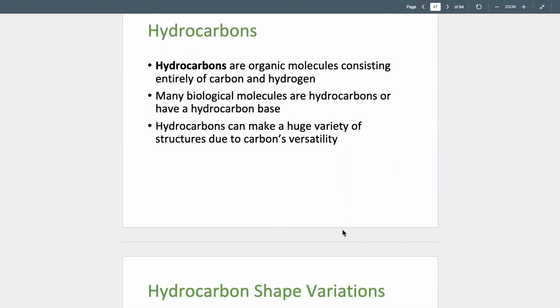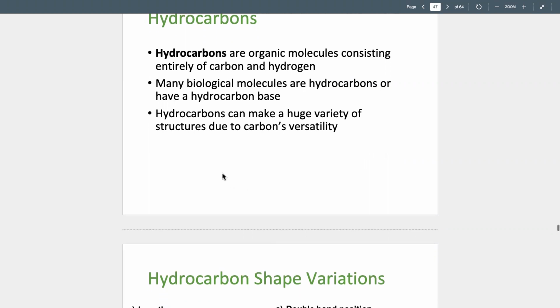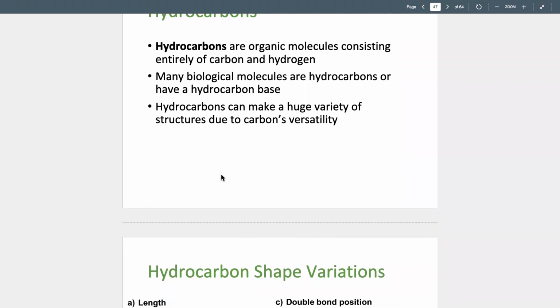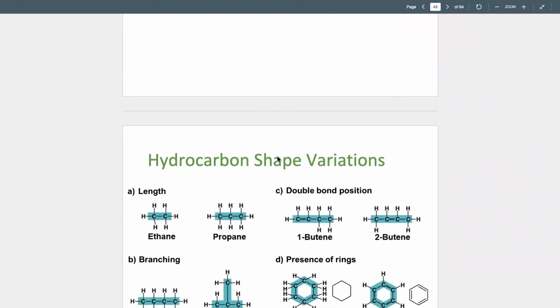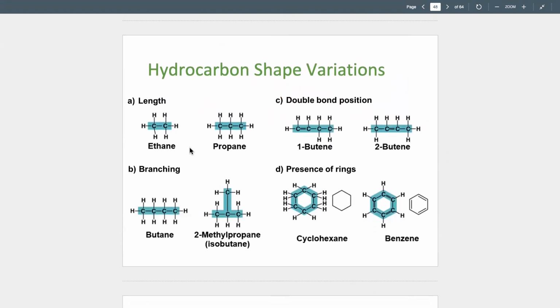Hydrocarbons. Okay, so hydrocarbons are organic molecules consisting entirely of carbon and hydrogen. And many biological molecules are hydrocarbons or have a hydrocarbon base. So hydrocarbons can make a huge variety of structures due to carbon's versatility. In fact, a lot of fuel that we use is hydrocarbons, like ethane, propane, butane. All of those are fuels that we burn, and they're very flammable, but they are considered hydrocarbons because they're made exclusively of carbon and hydrogens.